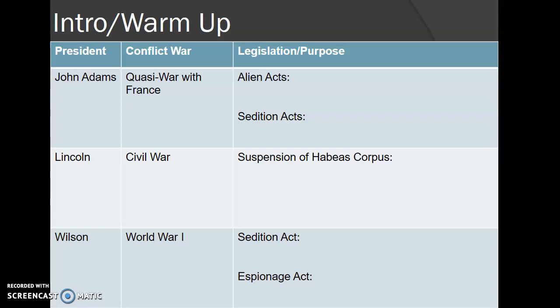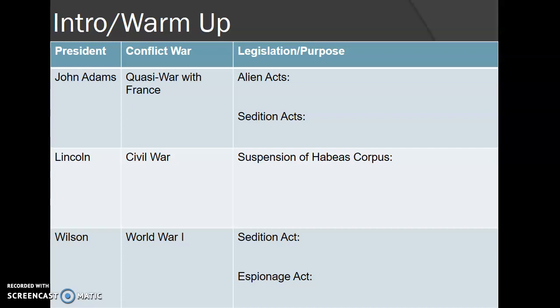And so what we want to do is look at these actions taken by the government that we see: the Alien Act, Sedition Act, Suspension of Habeas Corpus, Sedition Act of World War One, and the Espionage Act. So what are we noticing? What's in common, right? What did you find that made these things similar? All right. So I think hopefully you realize really quickly that during a time of war, the United States tends to clamp down very strictly and very harshly on laws, not on laws, but on rights, right?